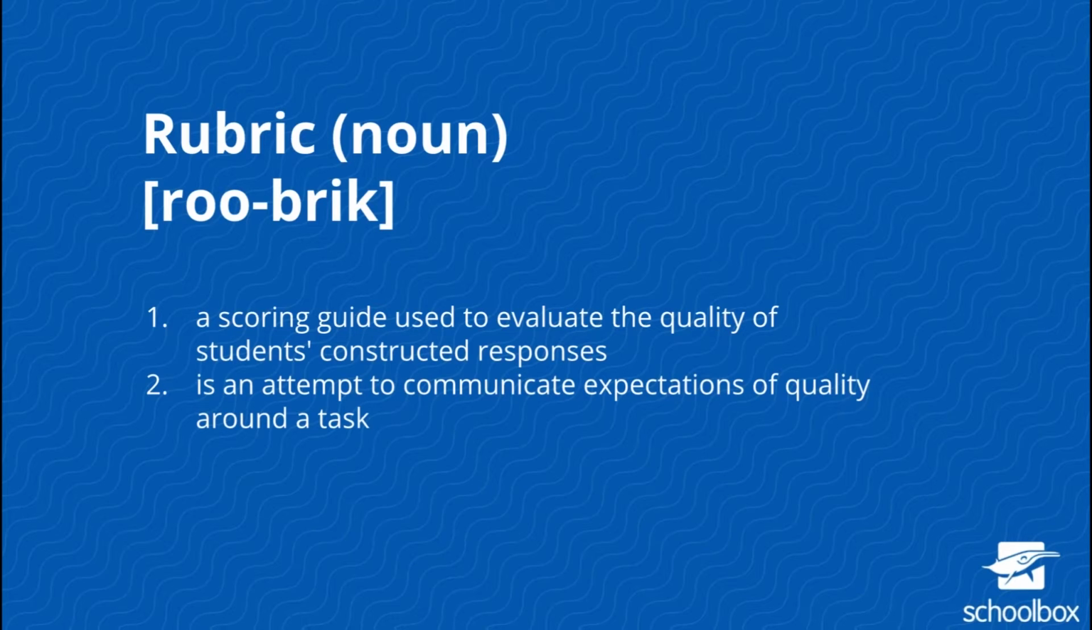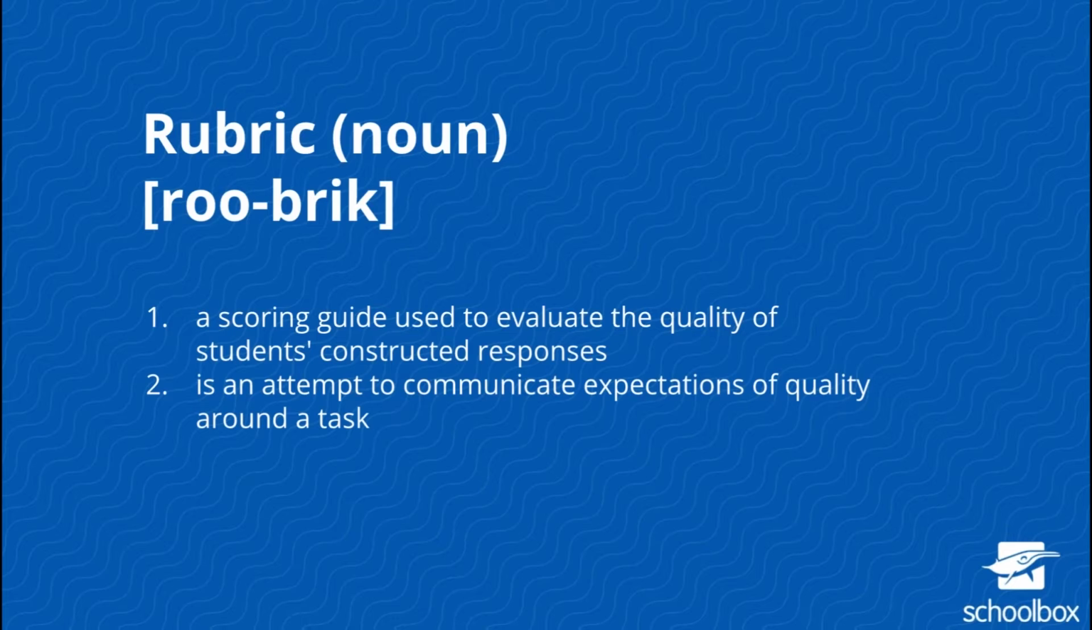So for us, a rubric really is a scoring guide that is used to evaluate the quality of a student's responses. It is an attempt to communicate expectations of quality around a task. And this is really important, that it is actually around the idea of a task. It's really important that we understand that it is specific to the task that the student is being asked to complete.